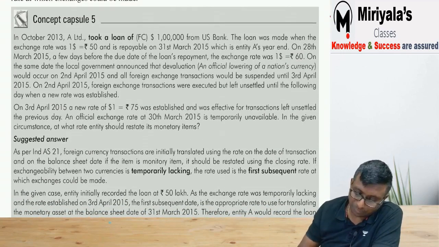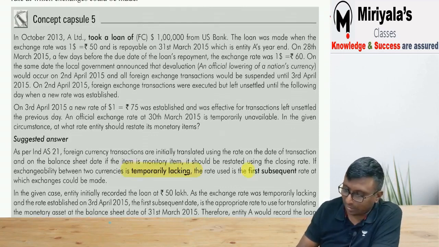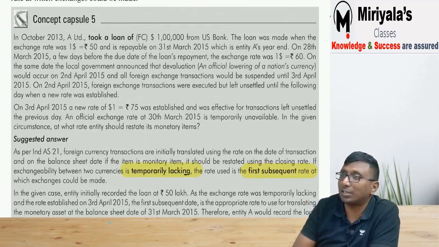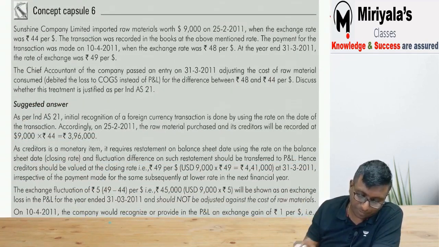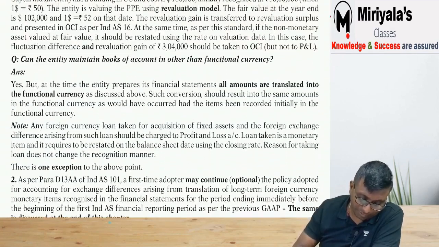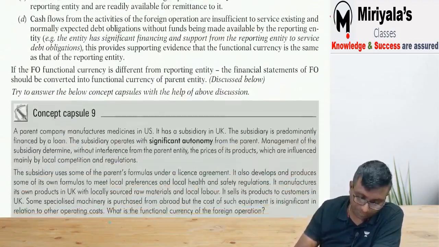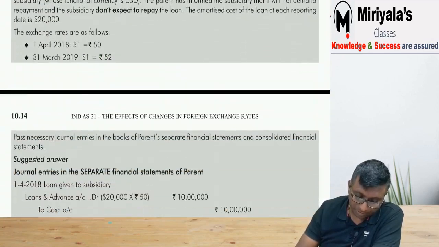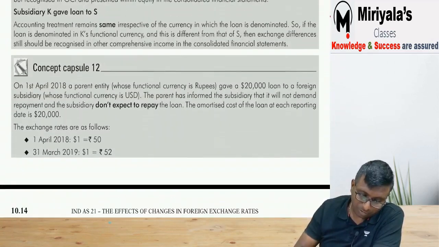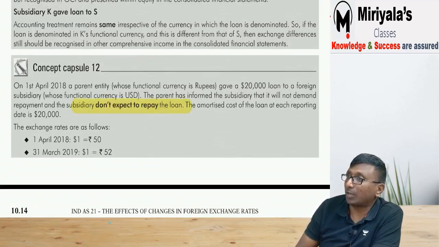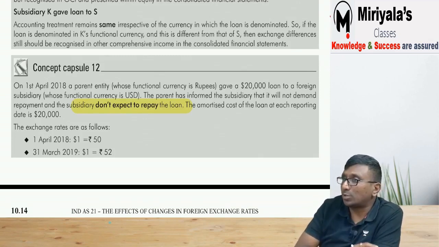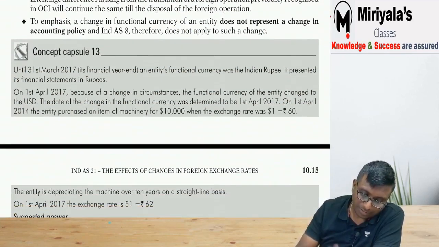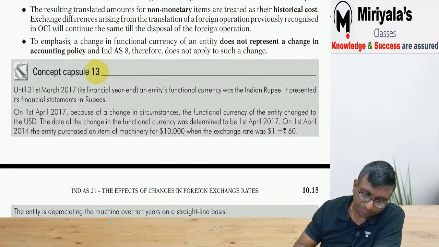Have you seen temporary lacking? Did we discuss that? With temporary lacking, you are supposed to take the first subsequent rate, 3rd April, not 30th March; we discussed that. Same data. Here as a concept capsule I have not taken it; different concepts are there. These are all already discussed, 13 and 14. Just now, we gave a loan to the other party that we don't want to collect back. Then I told you the standalone financial statement exchange difference should be transferred to P&L, and in the other financial statements it is transferred to OCI FCTR. It's always like that. Now look at this information, concept capsule 13.